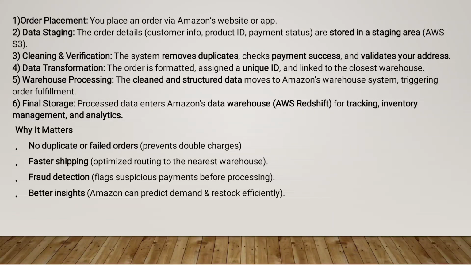Fifth one, warehouse processing. The cleaned and structured data moves to Amazon's warehouse system, triggering order fulfillment. And the sixth one, final storage. Processed data enters Amazon data warehouse for tracking, inventory management, and analytics.